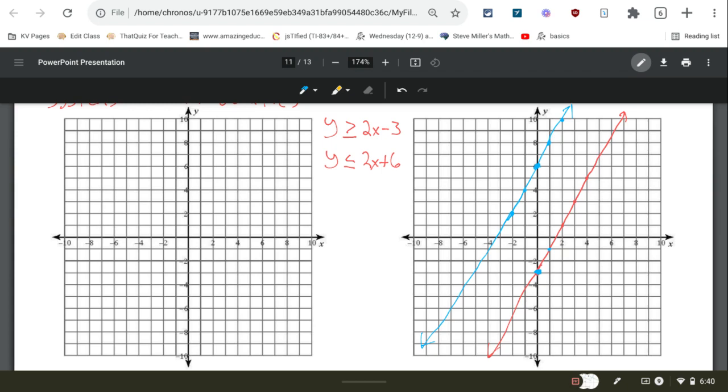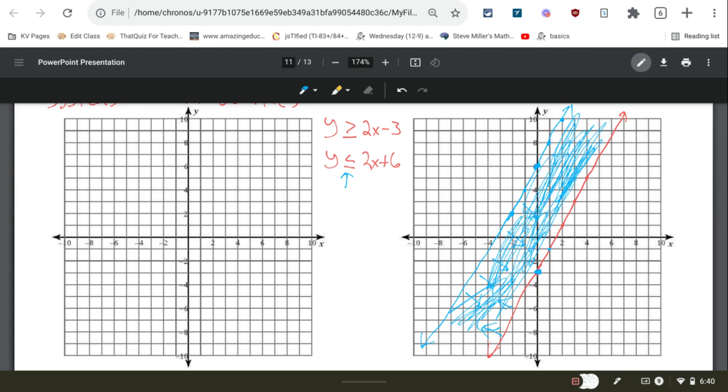Nice. Now, what we want to do is shade below the blue one, because it's less than the 2x plus 6. So we're going to be shading on the underside of this one. And we're shading above on the 2x minus 3 one, so above the red one. And what that's going to do is give us this little window in between. That's going to be the solution.